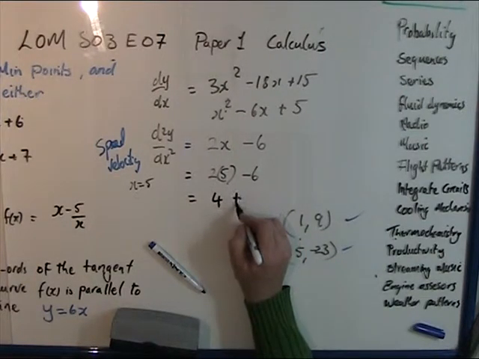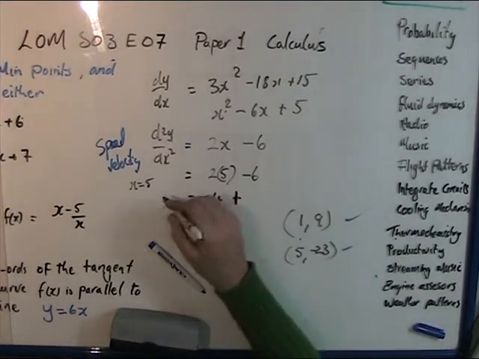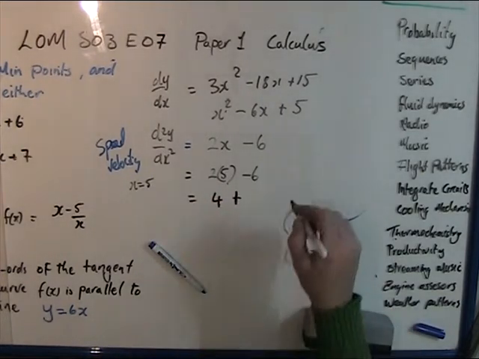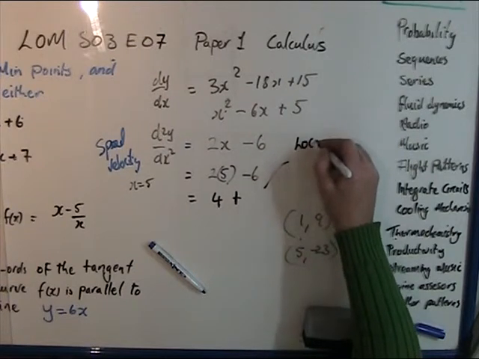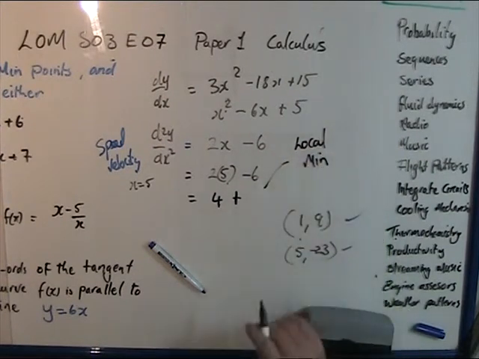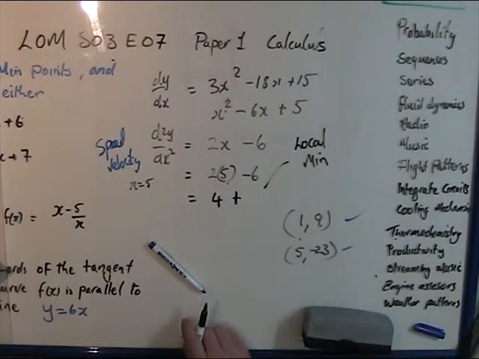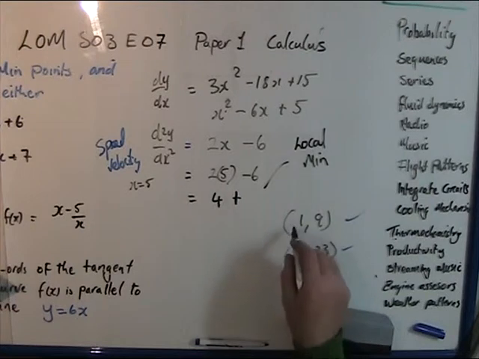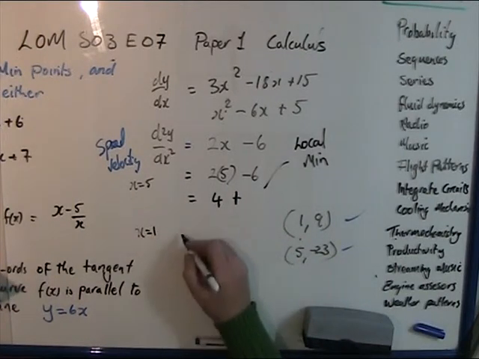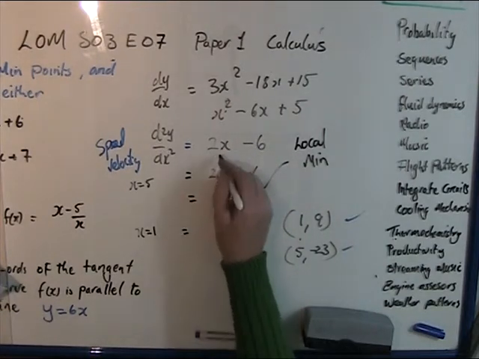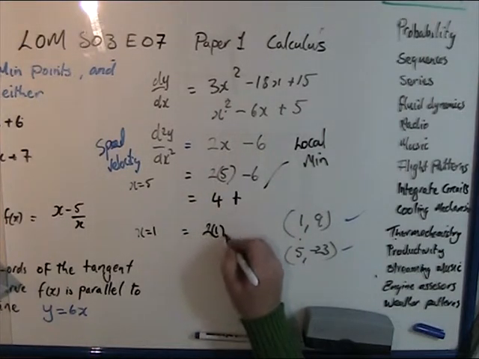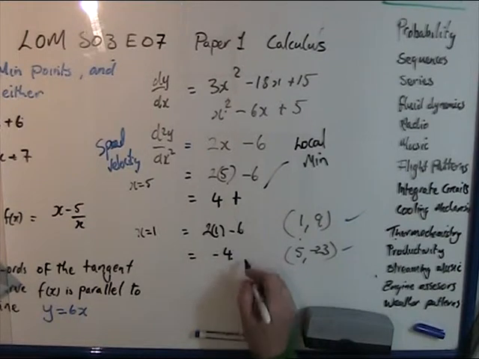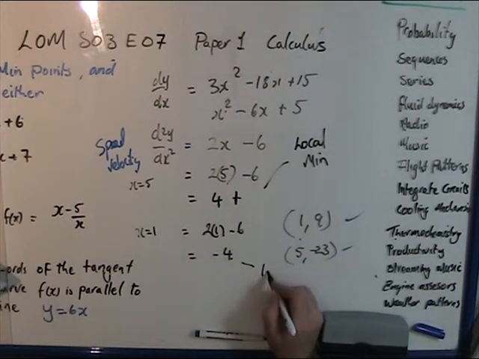So that's a plus. Now remember that. If you get a plus answer, it means it's a local minimum. It's quite the opposite of what you would imagine: because it's a plus you'd think it would be a local maximum, but it's not. If you get a plus for an answer, you've got a local minimum. And to prove it, I'm going to put 1 in for x in the second derivative to get the other point. 2 times 1 minus 6 is minus 4. And this is the local max.